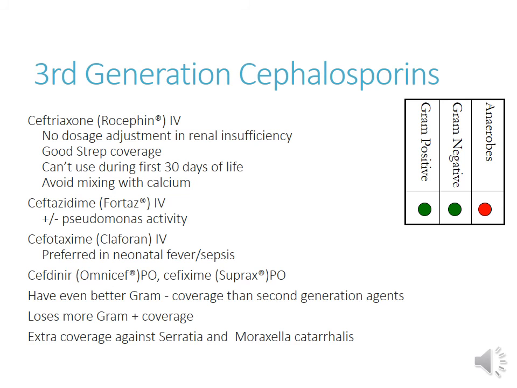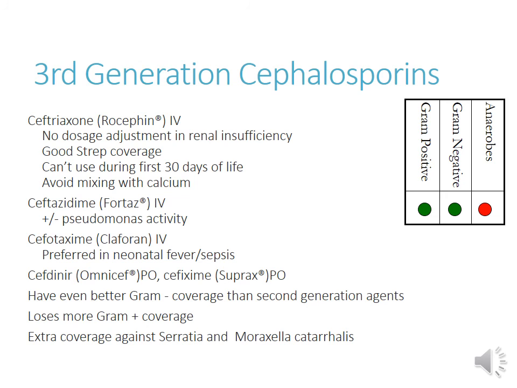Next, you have a very important group, the third generation cephalosporins. The main one you're going to see being used very often is going to be ceftriaxone or Rocephin. This one can be given IV, can be given IM, and it's really good because it has great gram-negative coverage for a lot of non-resistant bugs. Still no pseudomonal coverage for ceftriaxone, but has decent gram-positive coverage.